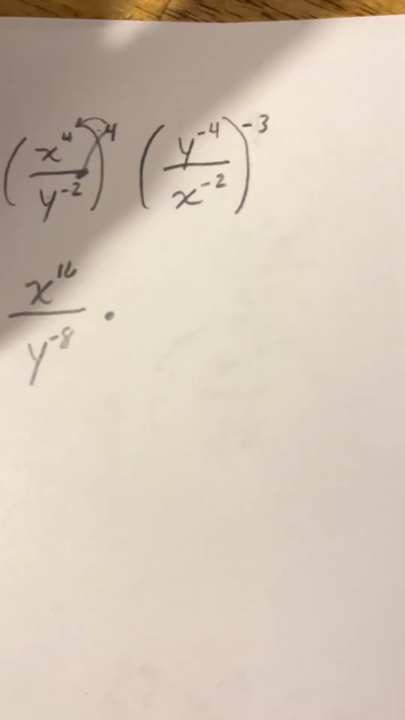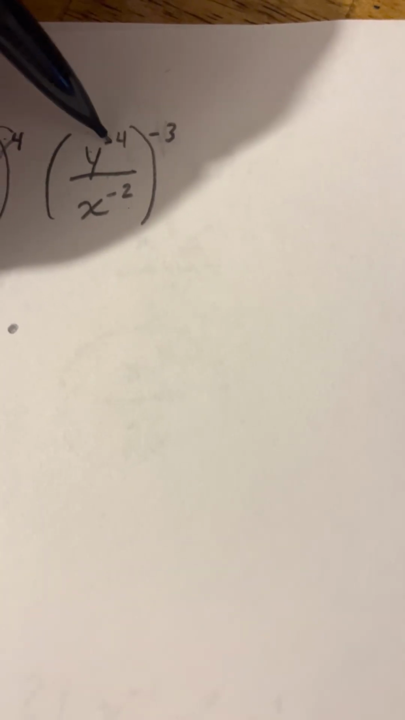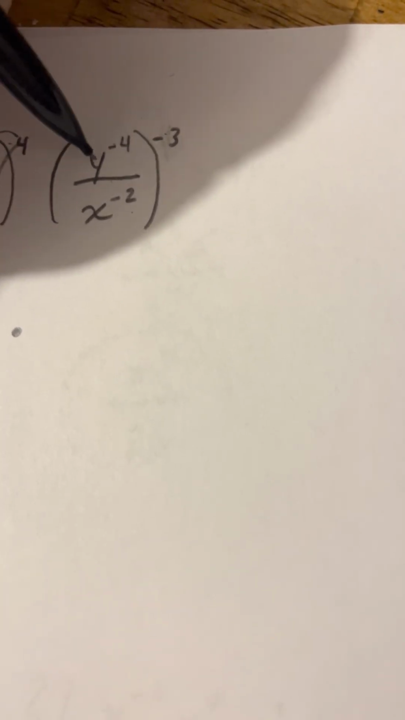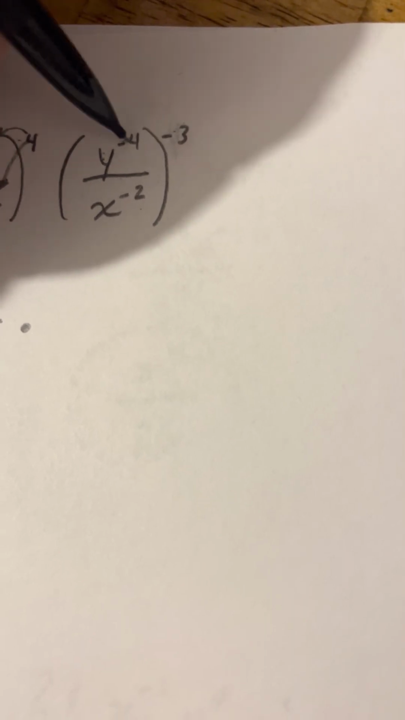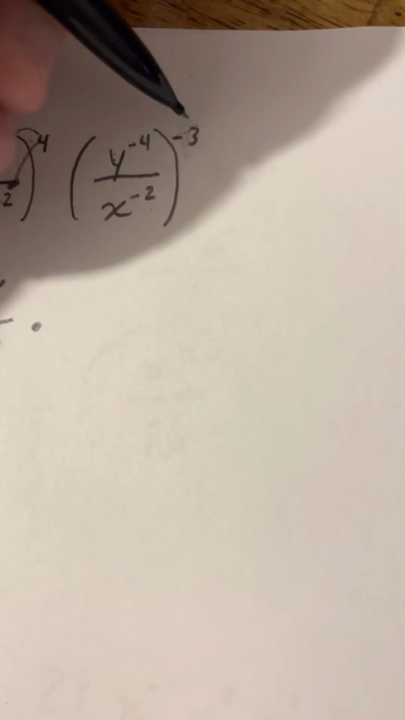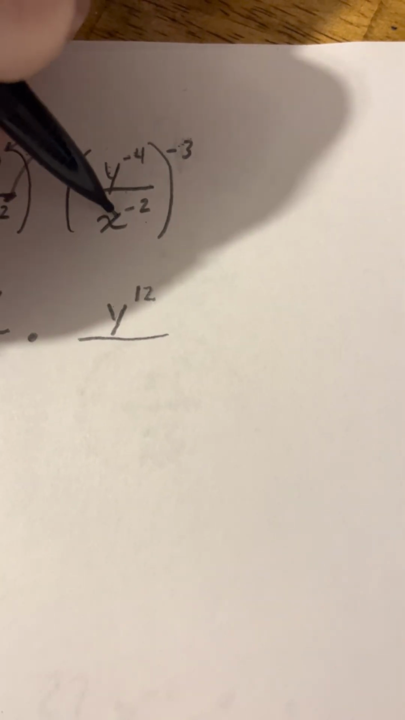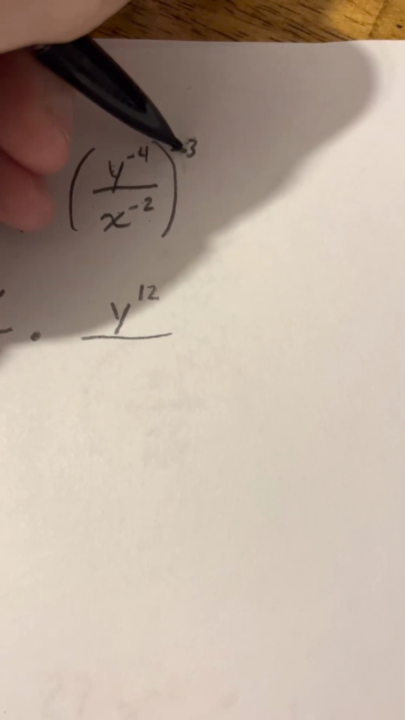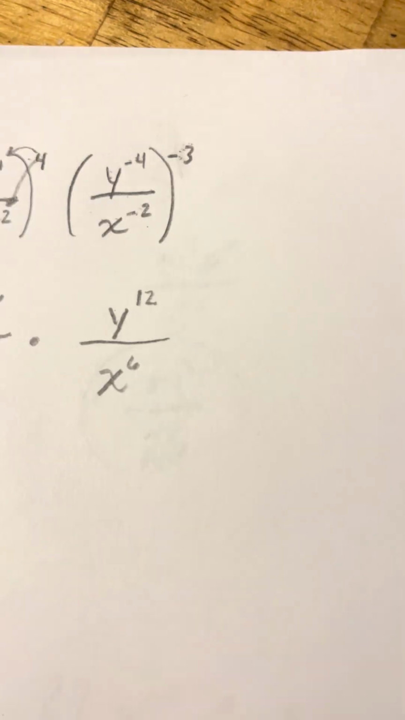Same thing on the other side. This y to the negative 4th to the negative 3rd, this is a power of a power. You have one base with two exponents, you multiply them. Negative 4 times negative 3 is positive 12. So you have y to the 12th, and then same thing with the bottom. You have x to the negative 2 to the negative 3rd. Multiply these two numbers, you get x to the 6th.